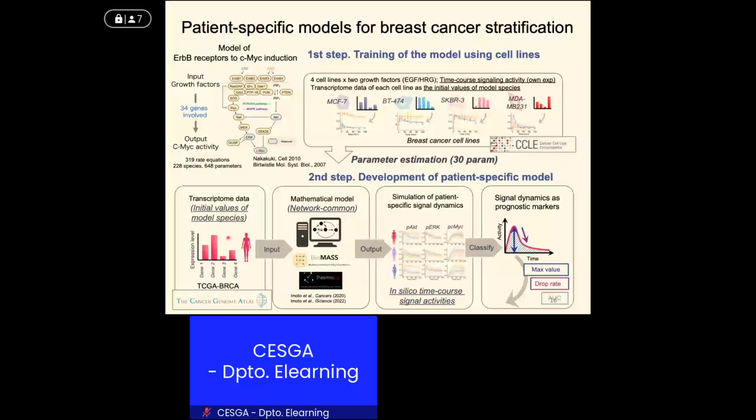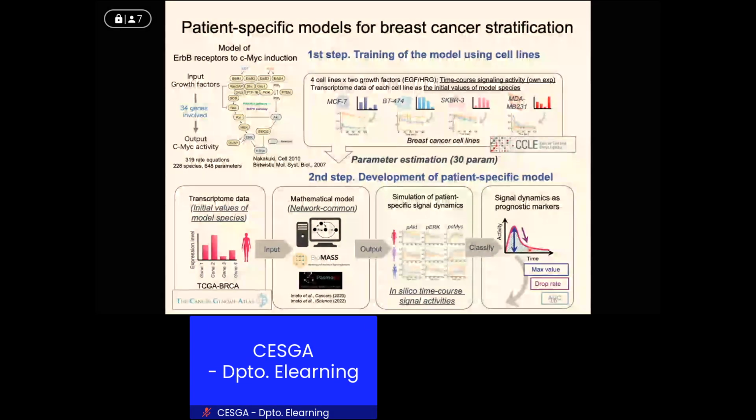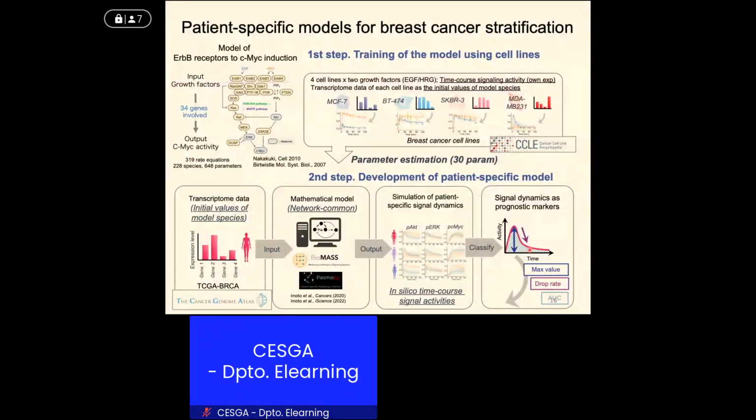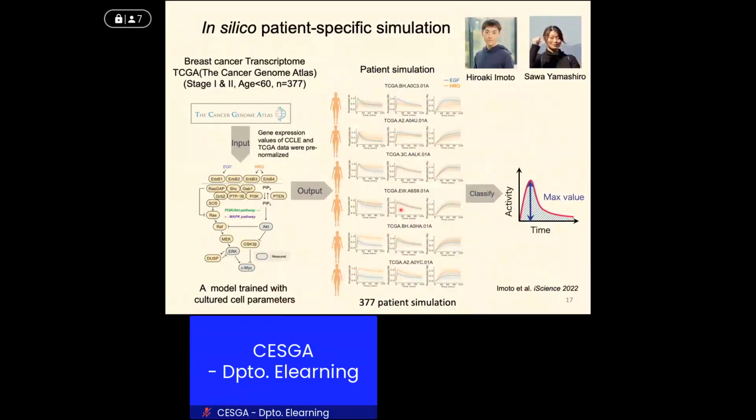And then next, we can use the real cancer patient data from TCGA as an initial value, and run the simulation for each patient. And then we classify the dynamics based on the max value, the drop rate, or the AUC, area under the curve, for example.